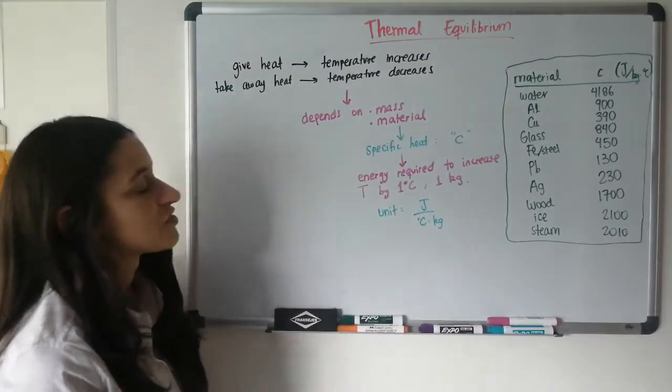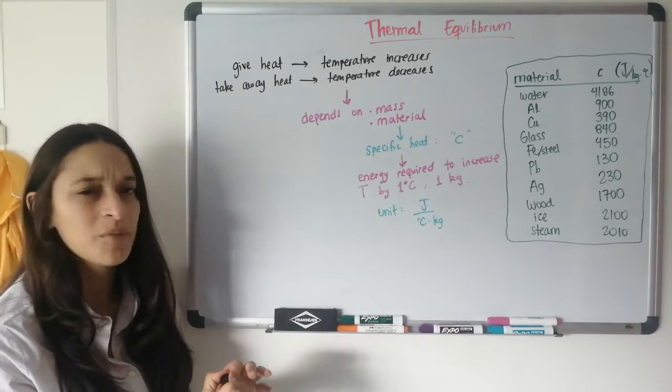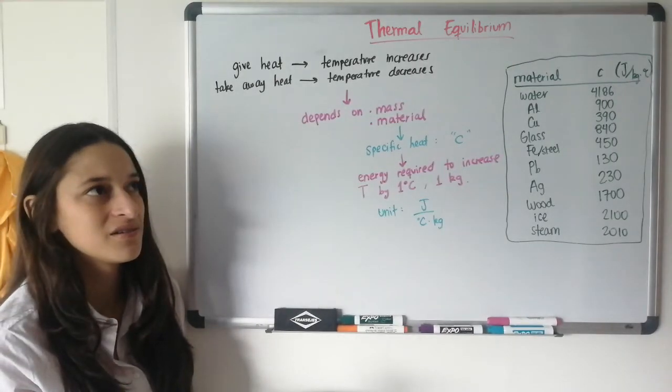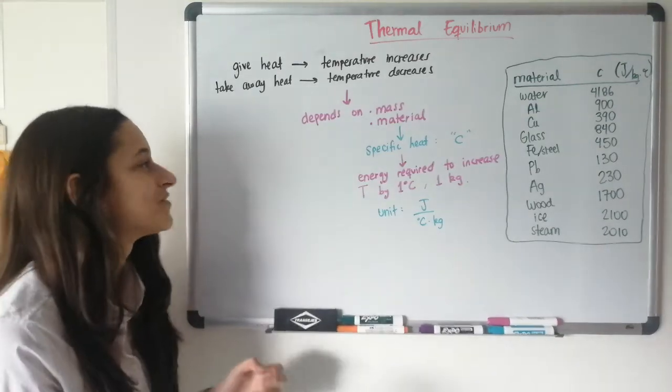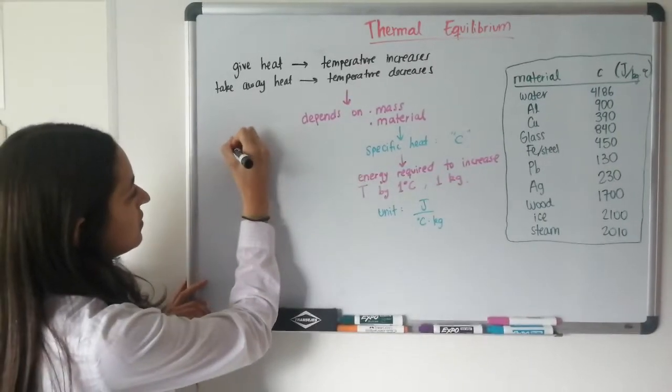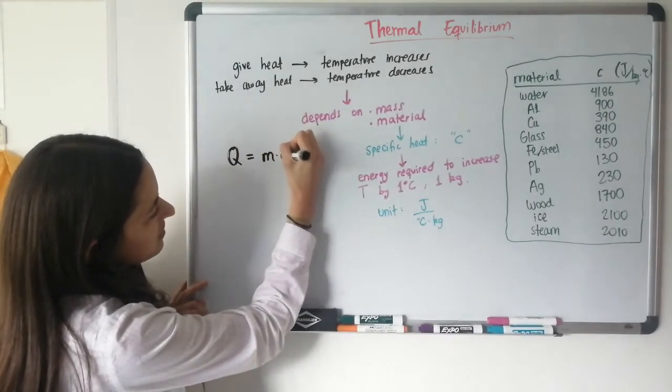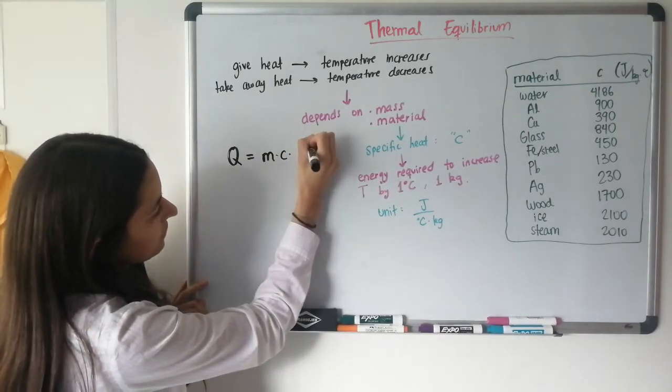That equation is very common, I think even in movies and everything, I don't know why. I think it's in Mean Girls, maybe. The equation is Q equals M times C times delta T.